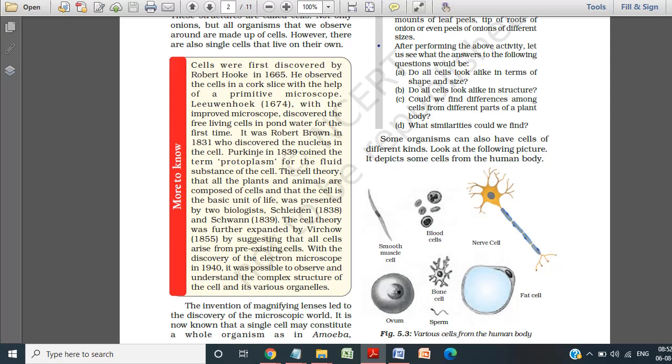So students, we are back with the next heading. We are continuing from where we left. We left with the different kinds of cells.